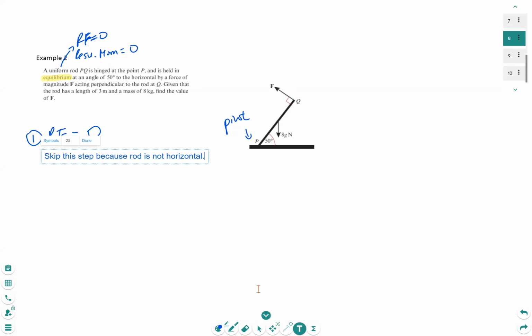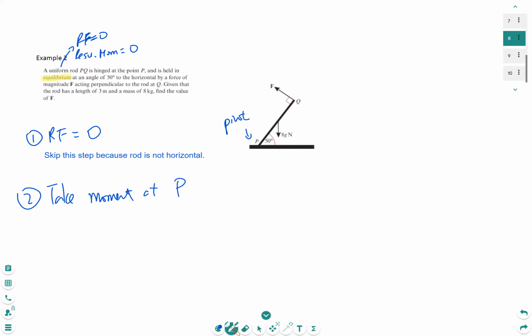Right? So step 2, take moments. We're going to take moments at point P because P is a pivot. So how many moments do we calculate? There'll be 2: F and 8 Newton. So we'll calculate F Newton first for the moment. Moment equals force times distance. The force is F itself.